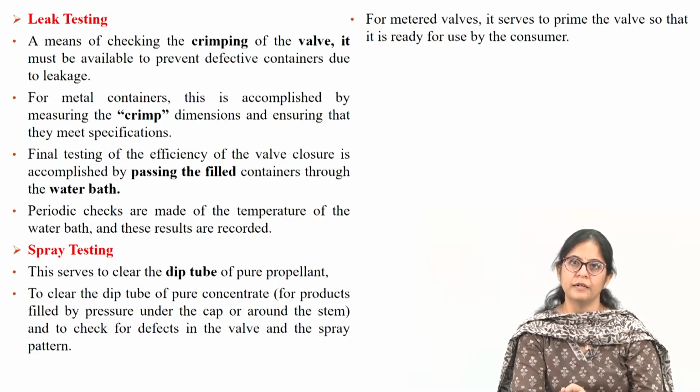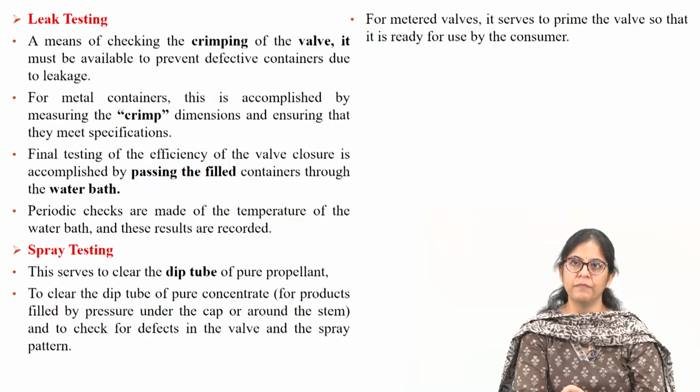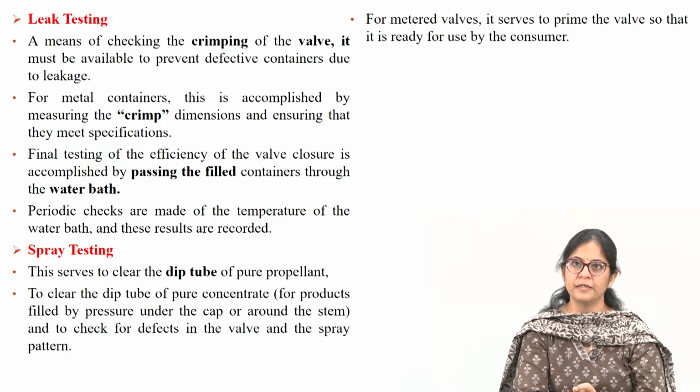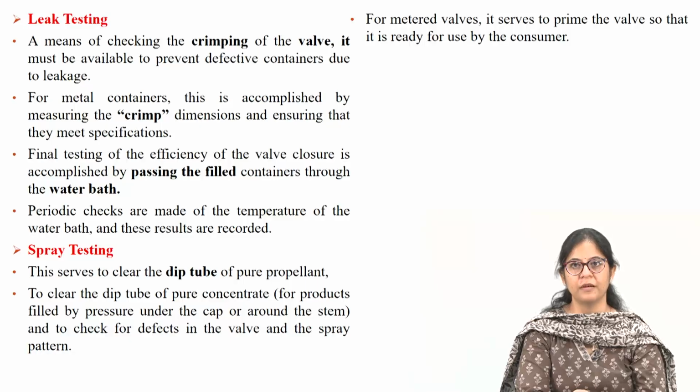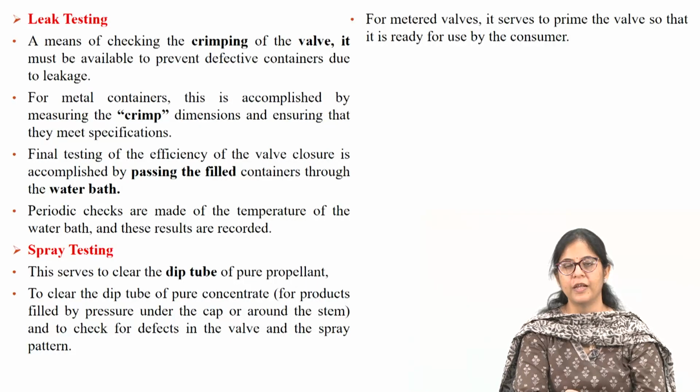Leak testing, a means of checking the crimping of the valve, must be available to prevent defective containers due to leakage. For metal containers, this is accomplished by measuring the crimp dimensions and ensuring that they meet the specifications. Final testing of the efficiency of the valve closure is accomplished by passing the filled containers through the water bath.